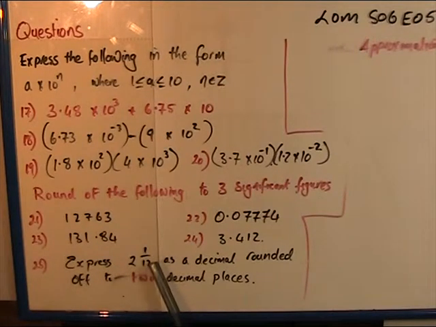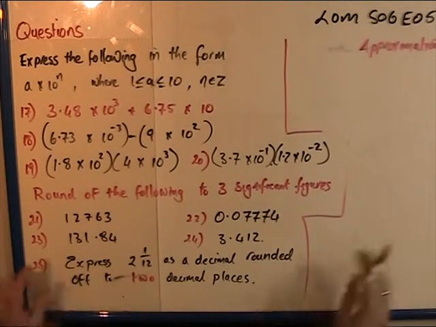Express 2 and 1/12 as a decimal. Divide 12 into 1 and then 2 point whatever it's going to be. 2 point, it's 1/8, 1/12, it's 2.8 I think. So round as a decimal to 2 decimal places. So whatever you get here, you round it off to 2 decimal places. Right, now I hope that's going to be grand.